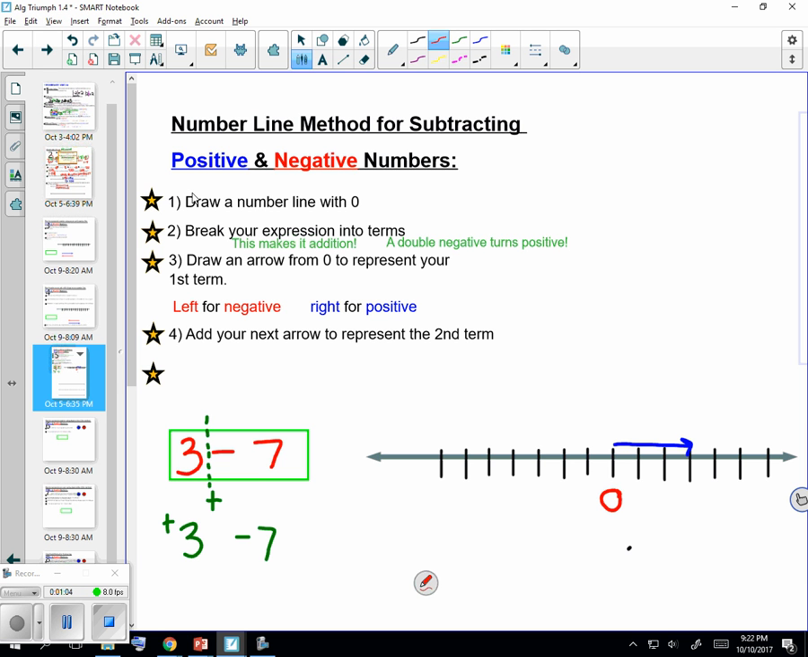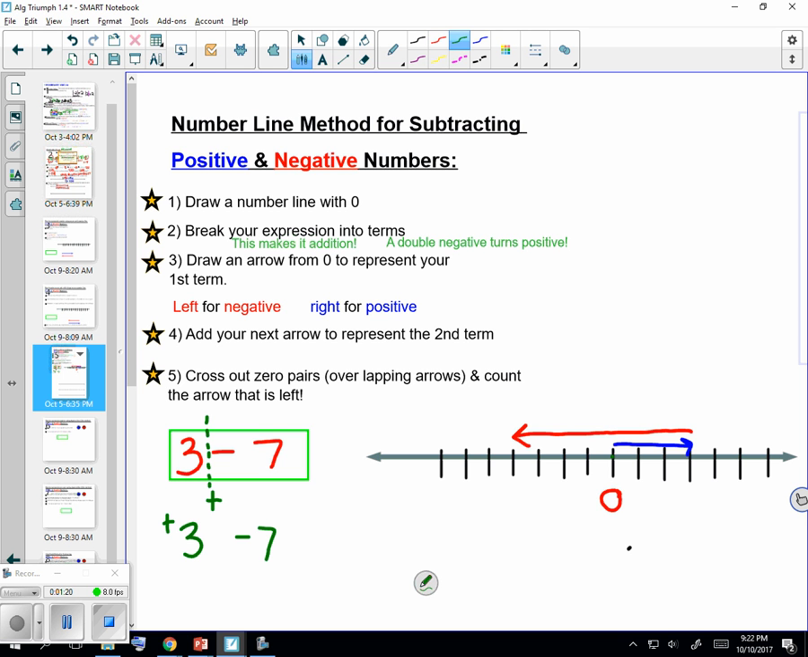Then I need to add my arrow starting at the end and represent the second number. This is negative 7. So negative moves left. So we're going to move 7 spaces. 1, 2, 3, 4, 5, 6, 7. Cross out your 0 pairs where it overlaps and count what's left.